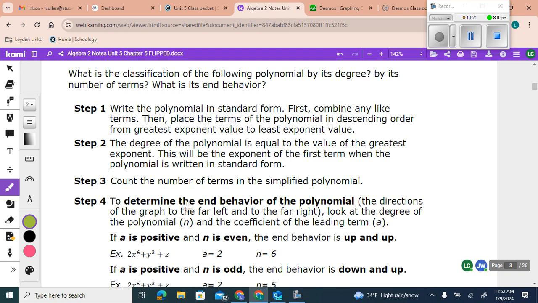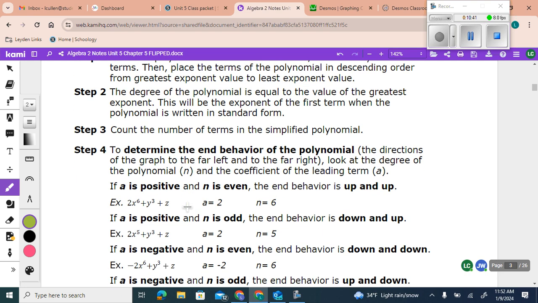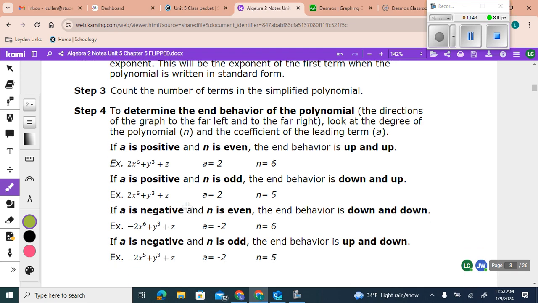All right. So, first thing you need to do is write the polynomial in standard form. First, combine any like terms, then place the terms of the polynomial in descending order from highest degree to lowest degree. The degree of the polynomial is equal to the value of the greatest exponent. We know this. You're going to count the number of terms in the simplified form, and then you're going to determine the end behavior.